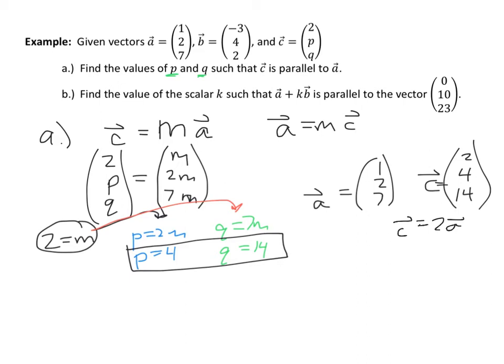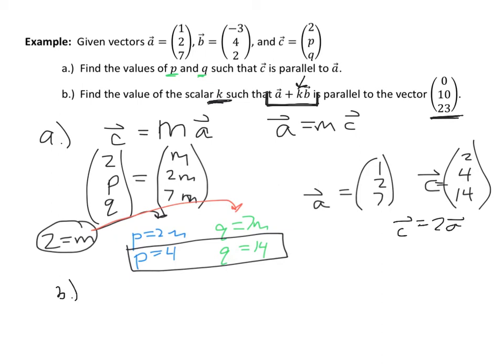Now, part B is slightly more challenging. I'd really encourage you guys all to try it on your own, see where you can get. As always, if you're feeling uncomfortable with that, try the first step and then check in with me and see if you've got a good start to it. So they want me to find the value of the scalar k, which is right there, so that this vector is parallel to this.